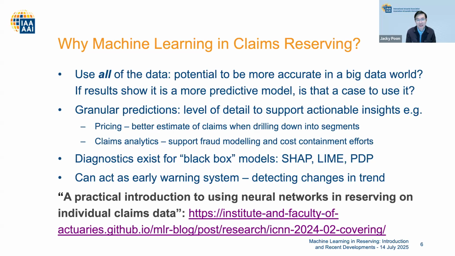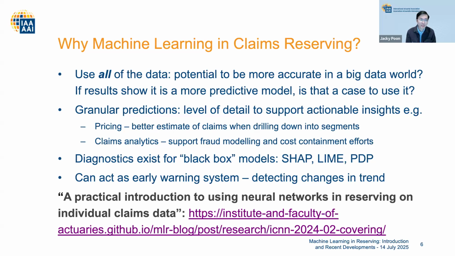And I just draw out a few points. The first is that we do work in a big data world these days. Many insurers have access to a wealth of information, and yet for a lot of organizations, we're still working with the summarized triangle-based methods when we have this gold mine that has potential to help us. And if we were to use that additional information, and if the results show it is a more predictive model, then wouldn't that be a case to use that model?